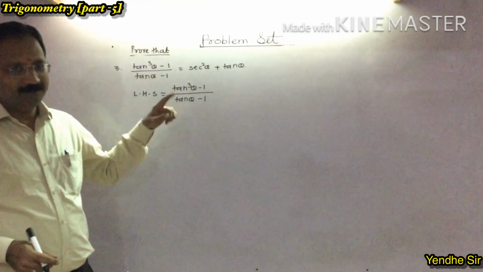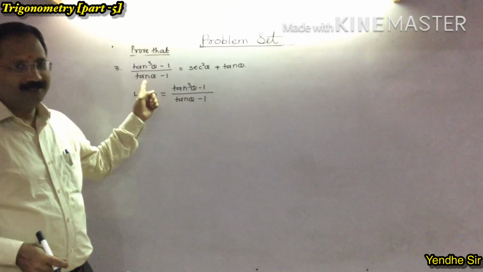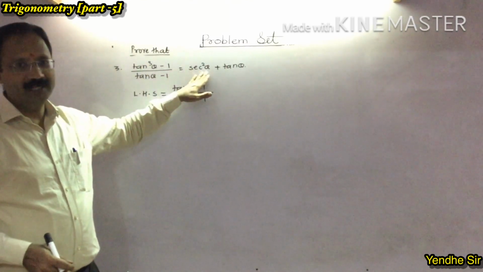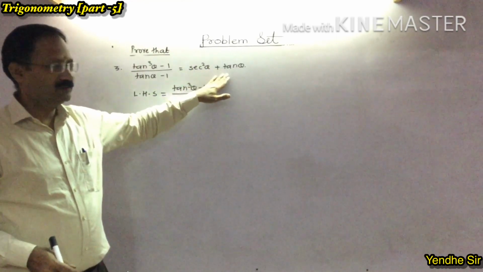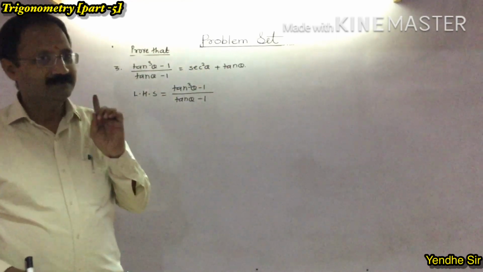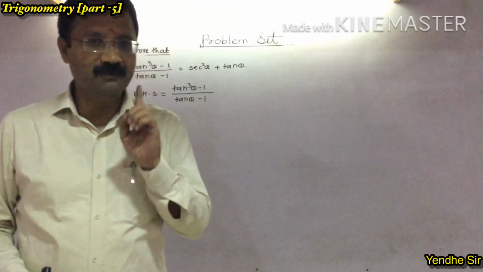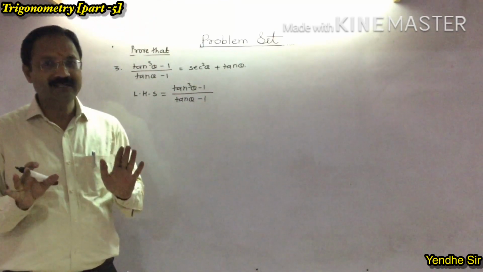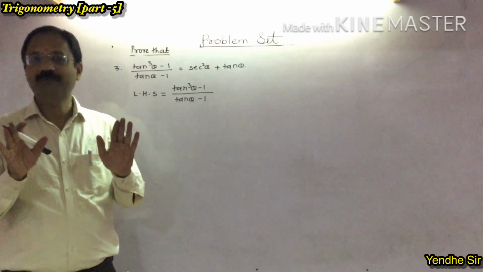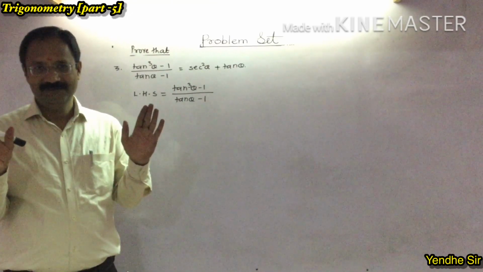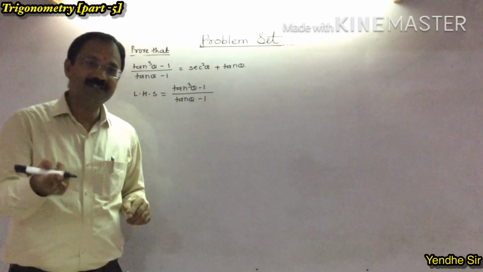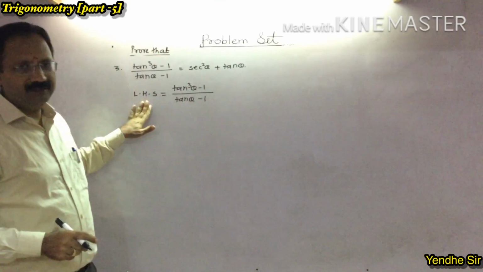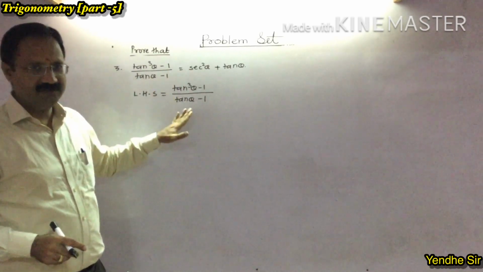Tan cube theta minus 1 upon tan theta minus 1. From this you have to prove that it equals sec square theta plus tan theta. And while teaching sum number 1, I taught you that if sec and tan come together, don't follow the usual rules; you have to find the relation between them and then solve it. Okay, so I have taken the LHS as it is.